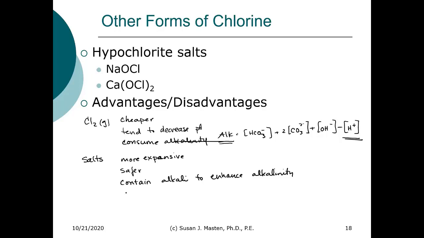Adding these salts tends to increase the pH, and it also adds total dissolved solids to the water. So just comparing chlorine gas to these salts, this gives you a sense of the advantages and disadvantages of each.